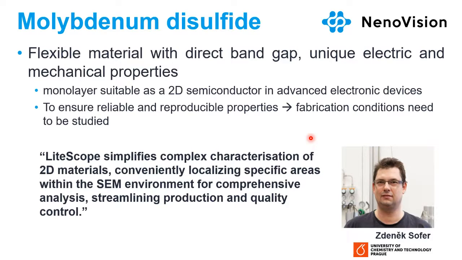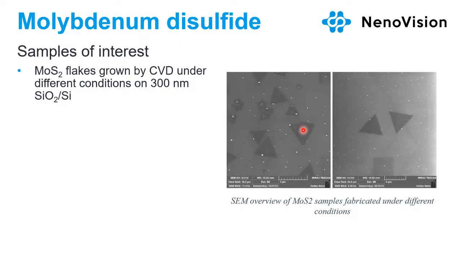We cooperate with Professor Sofer from the University of Chemistry and Technology in Prague. And we try to understand the properties of the monolayers which he is growing. In this case, we're going to have a look at a molybdenum disulfide flake grown by CVD under different conditions. It's on a thick layer of silica on a silicon substrate.